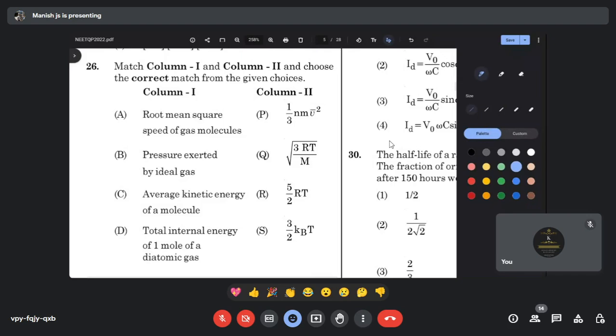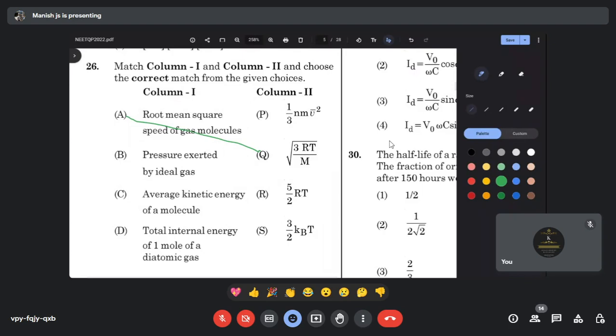So first one, A, root mean square speed of gas molecules, which is the correct matching key for A? Q, sir. A will match with Q. That's correct. Under root 3RT by M. So that is the root mean square speed of gas molecules, isn't it? Where T is your thermodynamic temperature, R is your ideal gas constant, M is your mass. That is all known to us.